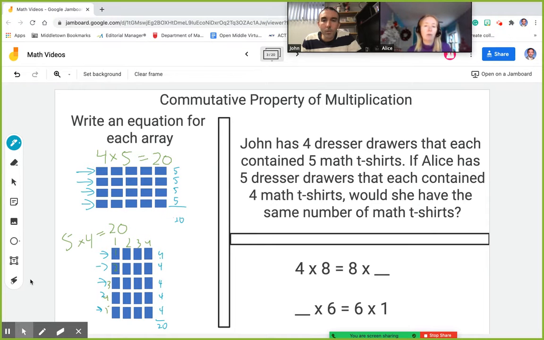I think we would both be quite happy with 20 math t-shirts each. Absolutely. I think I have close to 20, actually. We'll have to wear some for our next videos. Yeah.